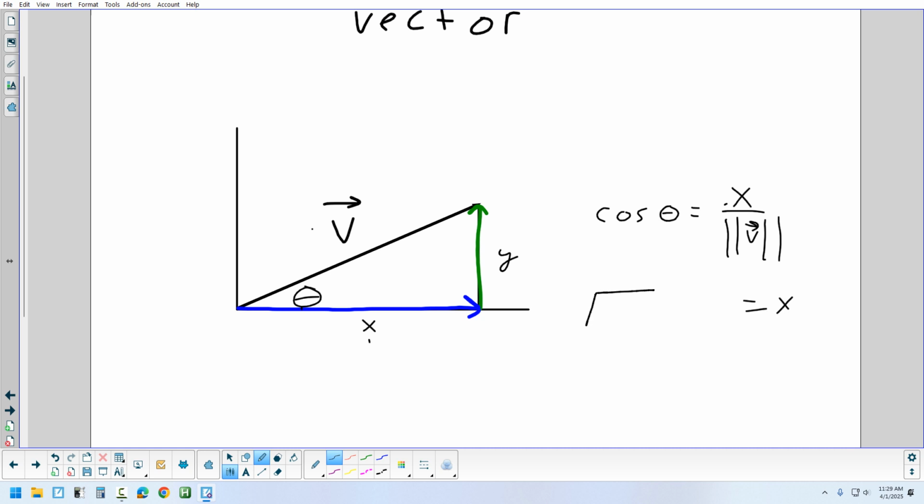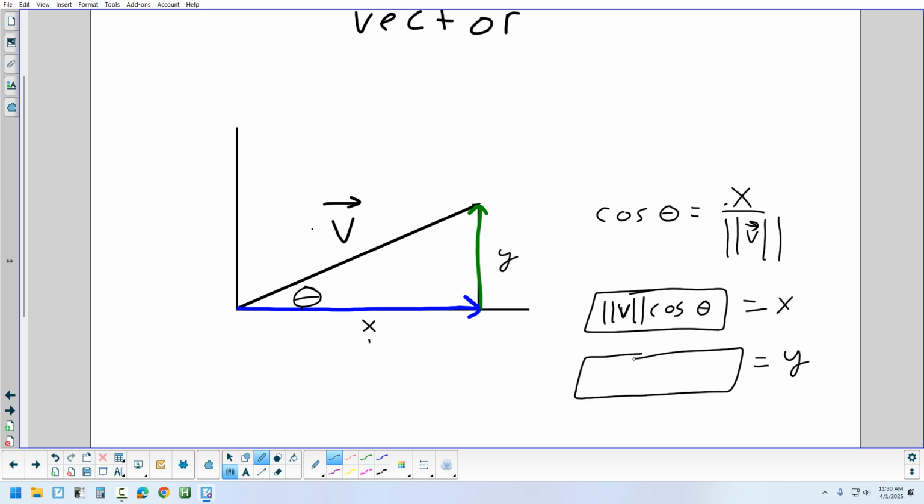So what would that mean that x is equal to? And x is my horizontal component. The magnitude of v times cosine theta. We're just going to pretend v is bold. It starts getting messy if I keep putting that arrow up there. Cosine theta. That's the formula for the horizontal component of a velocity vector. And anyone have an idea what the formula for the vertical component would be?